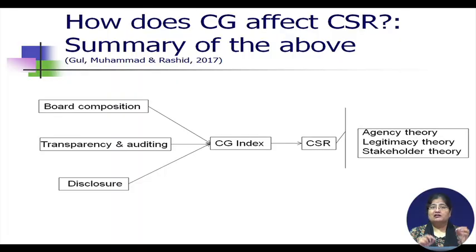board composition, transparency and auditing disclosure fed into the corporate governance index, a measurement of how well the corporate governance was happening in different organizations, and that in turn influenced the CSR activities and disclosure, and that was in turn a function of the agency theory, legitimacy theory and stakeholder theory. So we've related this in the past, so I won't go into those details.